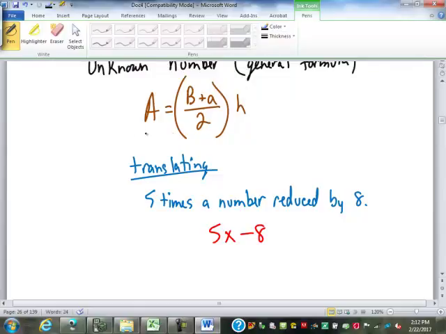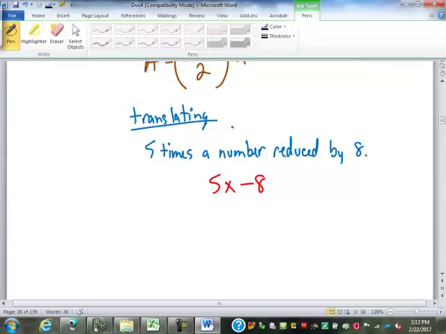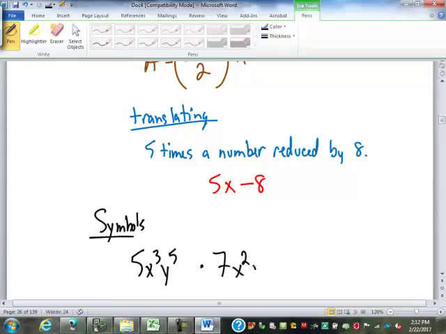We looked at these variables being used as just symbols, manipulating those symbols. We had like 5x to the third y to the fifth times 7x squared y, and combining those symbols. So we used them in operations.